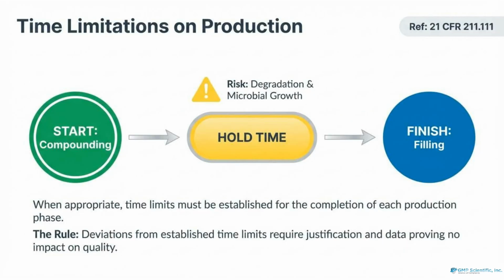In pharmaceuticals, time is a quality factor. Section 211.111 requires us to establish time limits for each production phase. Why? Because hold times between compounding and filling carry risks of chemical degradation or microbial growth. If you exceed an established time limit, you must provide data-driven justification, proving that the delay did not impact the quality of the final product.